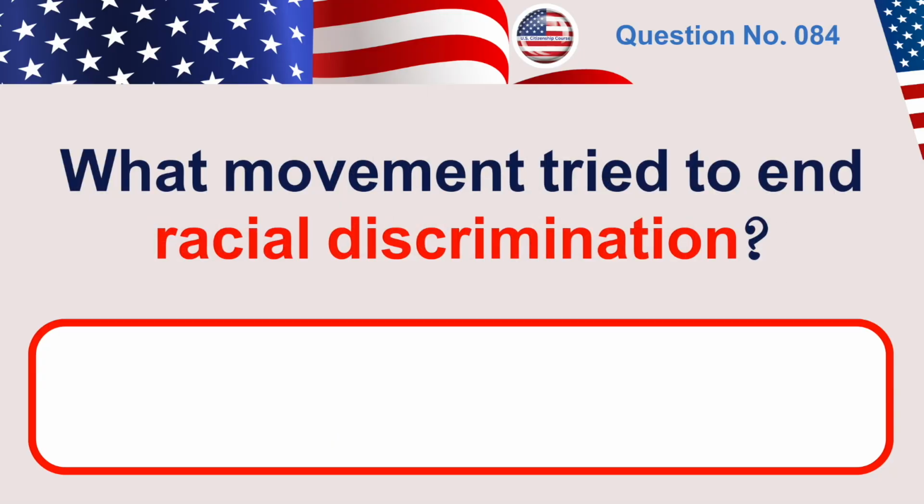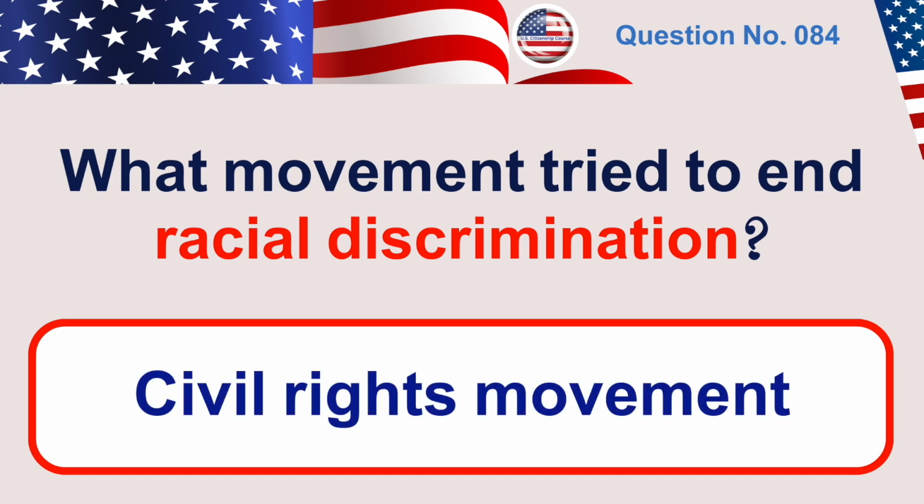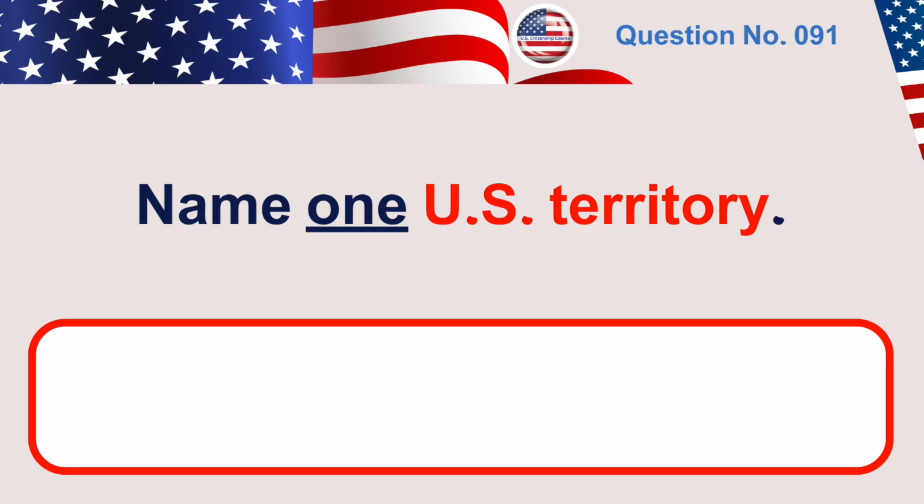What movement tried to end racial discrimination? Civil rights movement. Name one U.S. territory. Guam.